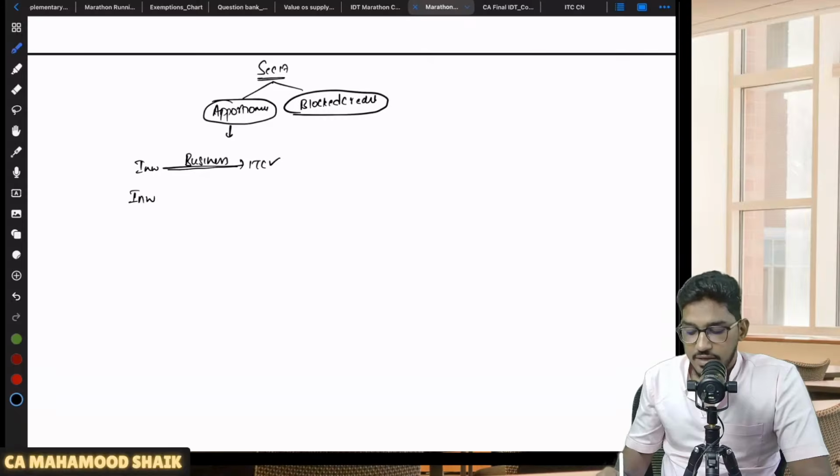Let us say you are receiving inward supplies which you are going to use completely for non-business purposes. Can I take ITC? No, no ITC, not even a single rupee of ITC, you can't claim it.